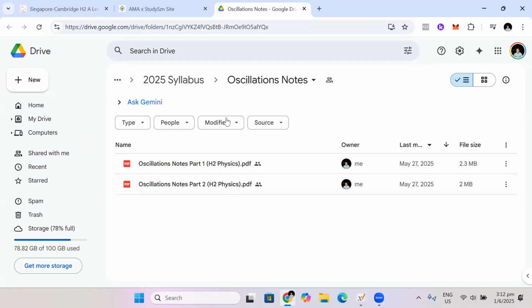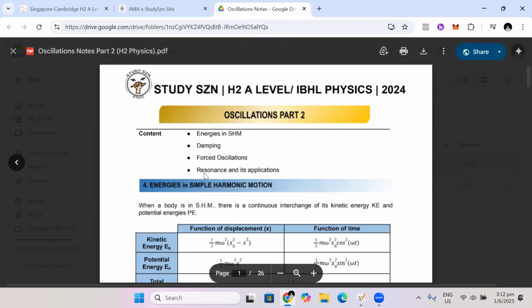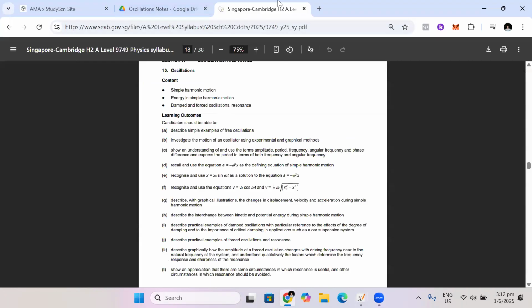Oscillations is a really big topic and it accounts for a very large share of the marks. So I've split it up into two different sets of notes, and you'll need both of these. On top of that, it will be very good if you are also following along with the learning objectives here.